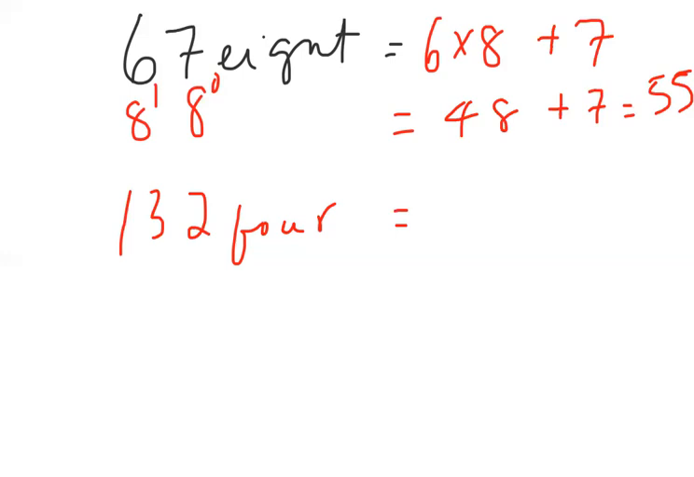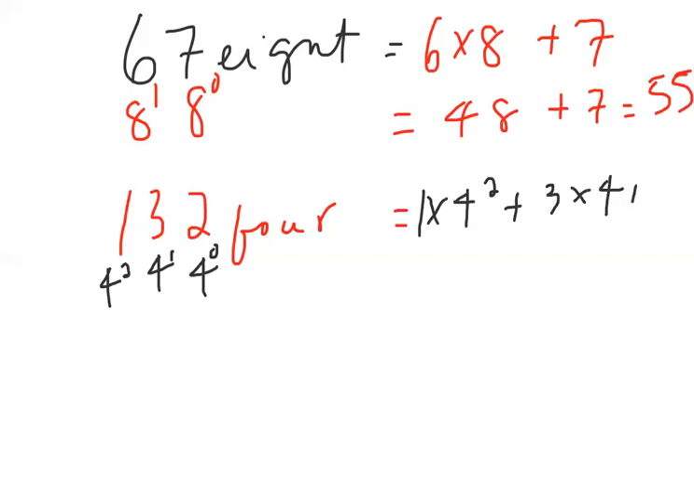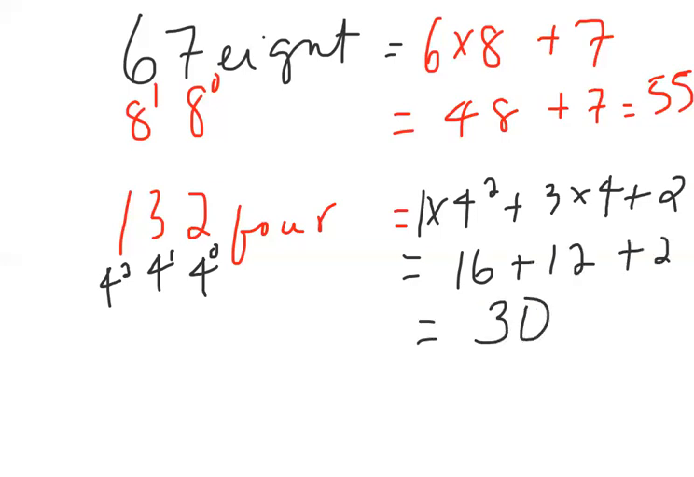Okay, guys, so here we go. On this one, the 2 is in the 4 to the 0 place value. 3 is 4 to the first. 1 is 4 to the second. So basically, we have 1 times 4 to the second plus 3 times 4 plus 2. 4 to the second is 16. 3 times 4 is 12. And then plus 2. So you add everything up together. What do you get? 30.